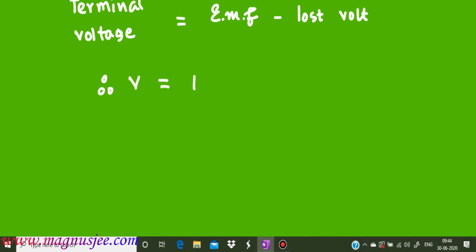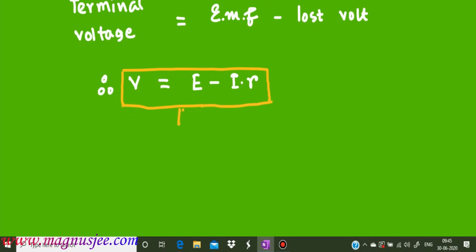Therefore, if V is the potential difference across the external resistance, then it is also the terminal voltage across the cell. So therefore, V equals E minus I r, where V is the terminal voltage and it is also the potential difference between the two ends of the external resistance. V equals E minus I r, where I r is the lost volt, E is the EMF. V equals E minus I r during discharging.